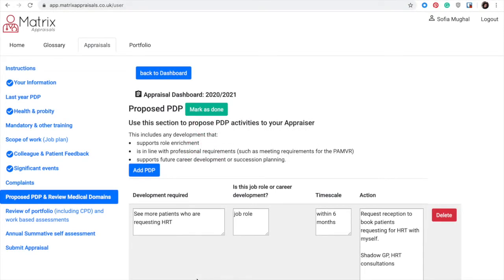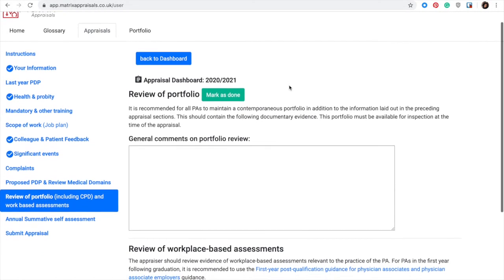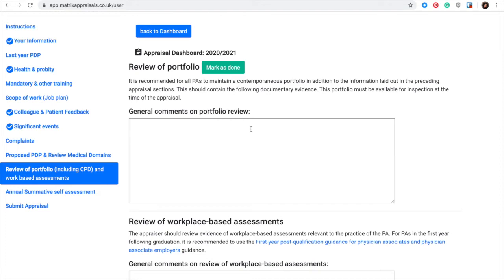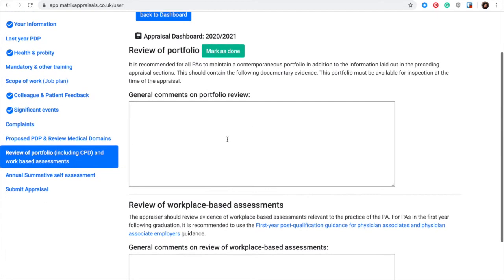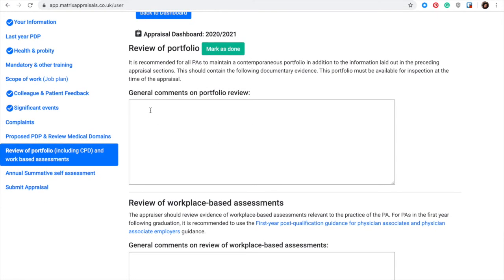So now let's look at review of portfolio. This is the section where you look at your portfolio with your appraiser and you fill in the general comments on the portfolio. Or alternatively, you can fill them in yourself before your appraisal. So you can look at your portfolio and put in new achievements or new things that you've done in the last year which you feel should be mentioned in your appraisal from your portfolio.